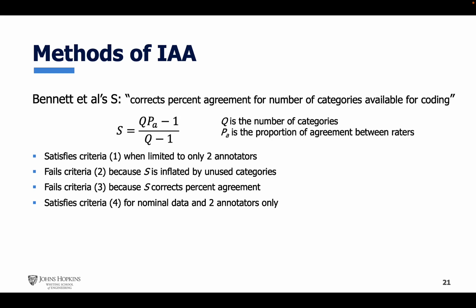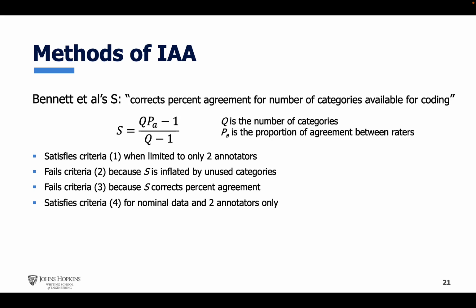So when we move to Bennett's S statistic, this corrects the percent agreement for the number of categories. The Q here is the number of categories you have, and so that creates a correction, which will actually allow you to deal with different categories.